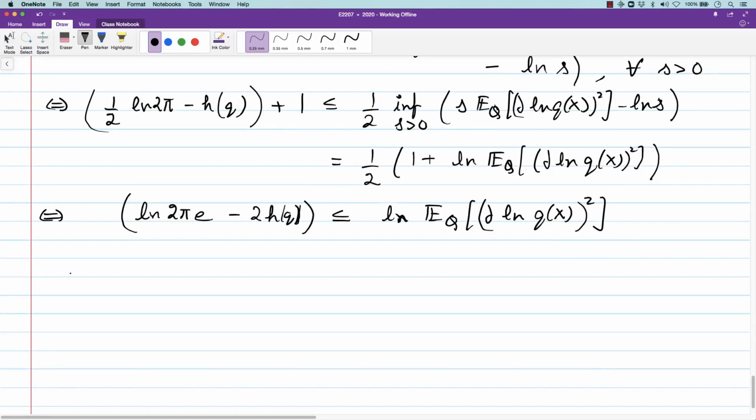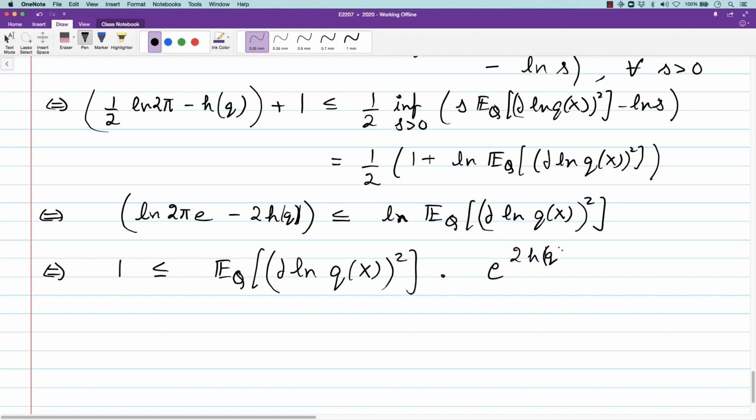Okay, so we will change some things and take it on this side. So that is the same as saying that 1 is less than or equal to expected value of this. This is this term, and the second term is e to the power 2hq divided by 2 pi e. Okay, that's the second term.